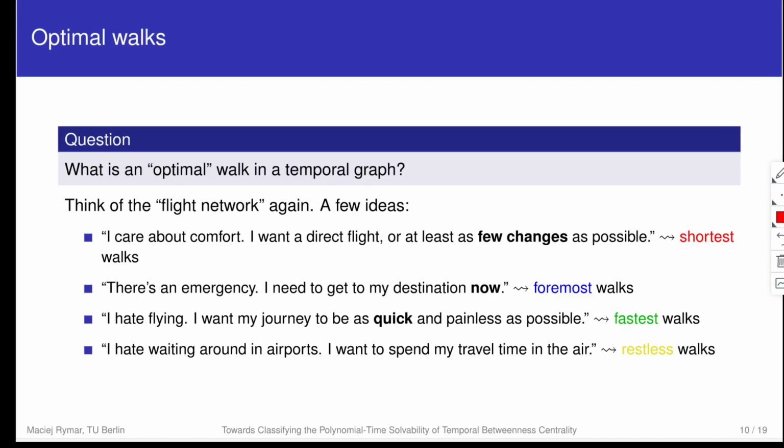And as I said, maybe this is a bit contrived in the scenario of flight networks, but if we imagine, for example, disease spread and our temporal network modeling people meeting at different times, then this particular disease can spread only if the time between meetings is not too large, right? Because otherwise the person might recover. And in this case, restless walks are a natural concept, a natural constraint maybe, to consider.